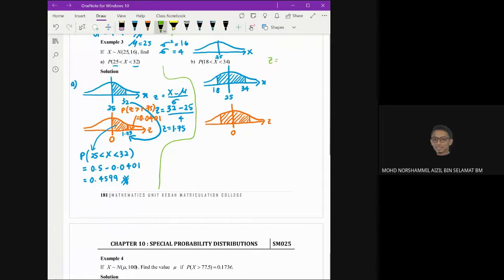So let's calculate for 18 guys. Z, what happens if we use 18? 18 minus mu, 25, over 4. So what do you get? And then Z for 34: 34 minus mu, 25, over 4. What do you get? So for 18 you get negative 1.75, minus 1.75. For 34?